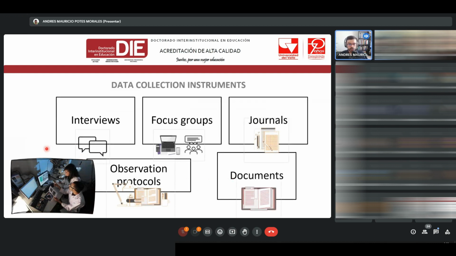Okay, so the data collection instruments I will apply for this research are interviews, focus groups, journals, observation protocols, and documents.